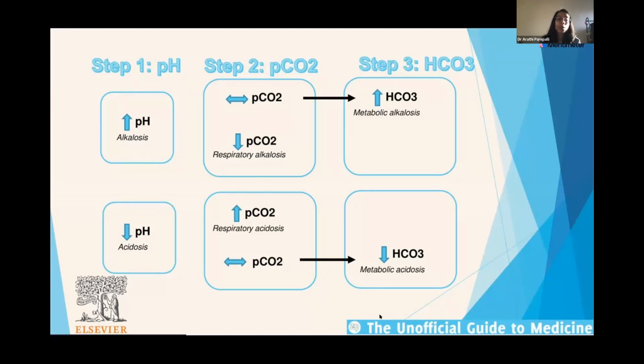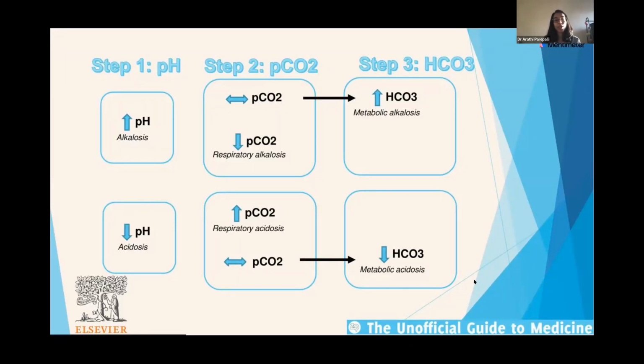But if your PCO2 is either normal or low, that wouldn't really offer an explanation for why your pH is low. So you go on to look at your bicarb level, and if your bicarb is low, that offers you that explanation. So that's metabolic acidosis. I think the easiest way to think about it is just pH, then PCO2, then bicarb, and just look for a reason as to why the alkalosis or the acidosis is happening.